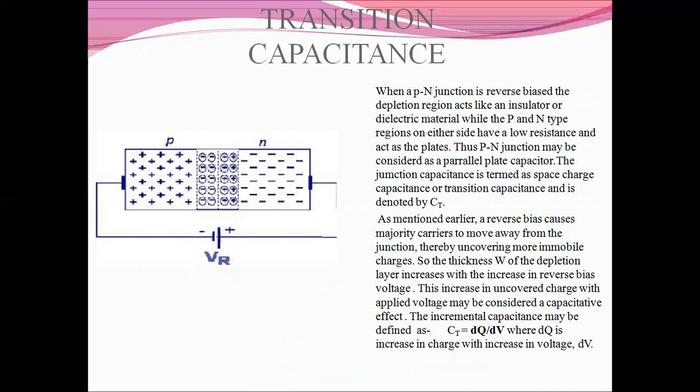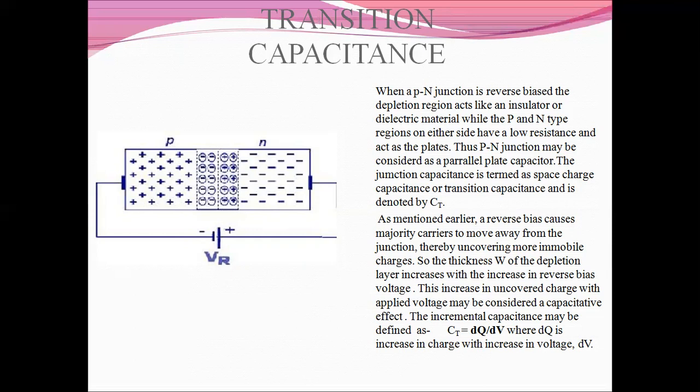So this is the PN junction diode. When a PN junction is reverse biased, the depletion region will act as an insulator, that is, dielectric material, while the P and N type regions on either side have a low resistance and will act as plates, similar to a capacitor. Thus, the PN junction may be considered as a parallel plate capacitor.